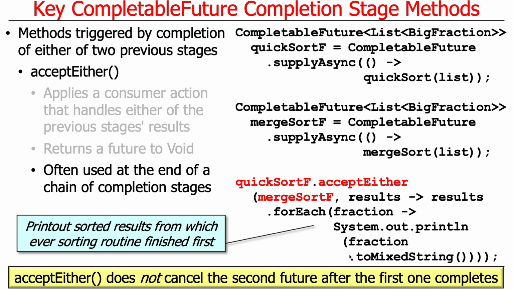And so we'll see in a second, this will print the results out from whichever sorting routine finished first. Oddly enough, or perhaps not so oddly when you think about it, acceptEither doesn't cancel the other operation that's running. It just selects the first one, and the other one just finishes, and then the results are thrown away. And there's various reasons for that, not the least of which is these asynchronous operations can actually be used in multiple places, and so there may be some other part of the program that wants the results of that other computation, even if this particular part doesn't.